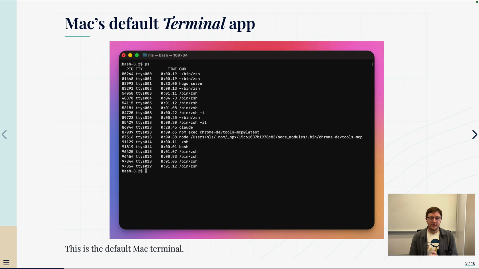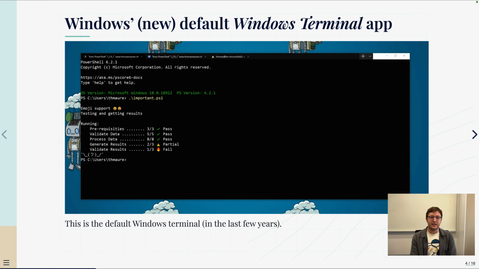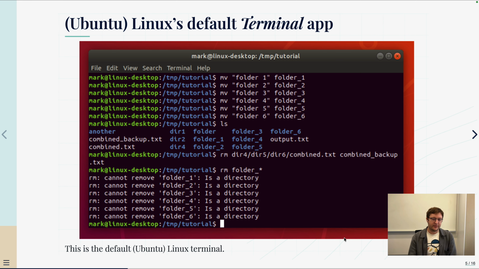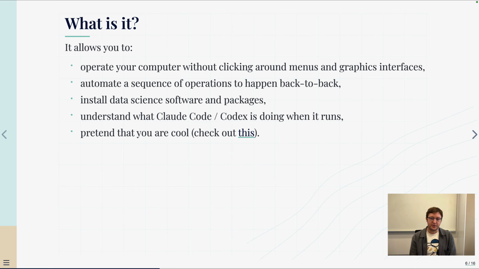Okay, now what does a terminal look like? What is it? It looks a little bit different on the operating system that you run. So on Mac, the default terminal app looks like this black box basically. In Windows, the Windows terminal app looks very similar. Here I've written it as the new terminal, but it's about 5 years old now, so it's not that new anymore. And on Linux, every Linux looks different. But on Ubuntu, this is what the terminal looks like. Very similar.